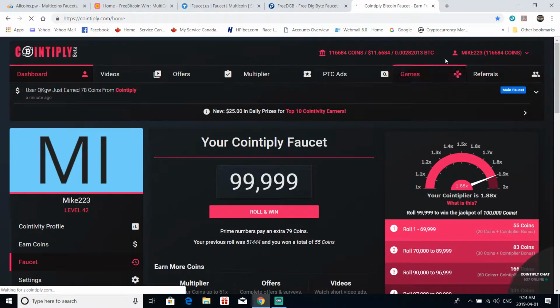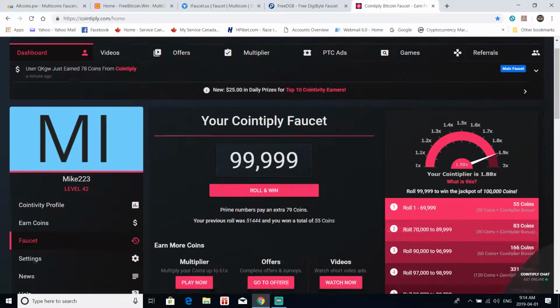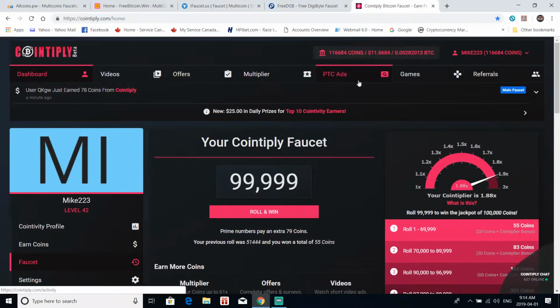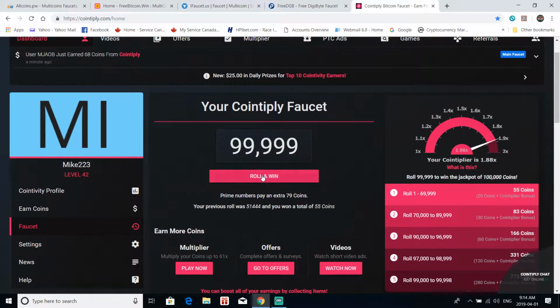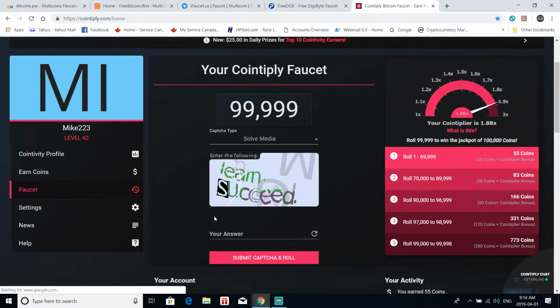We're having another outstanding week over at Cointiply. We just cashed out of here like 2 weeks ago, so we went from zero back up to just about 12 bucks within 2 weeks. Again, not a whole bunch, but you know what? That's free Bitcoin. And as you haven't seen, the price of Bitcoin just keeps going up and up and up and up.